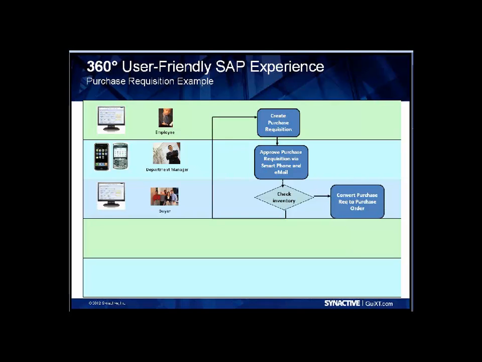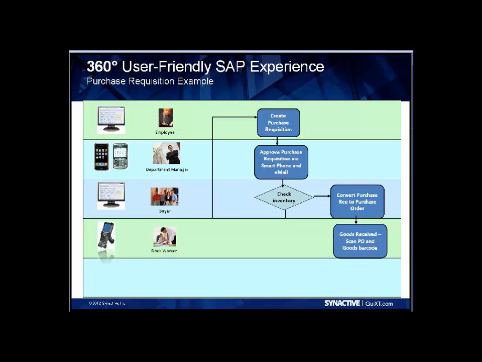The next step in the process involves the buyer, who needs to check inventory, and if the item's not in stock, a PO is generated. The buyer sees a simplified, streamlined view from either SAP GUI or through an enterprise portal.